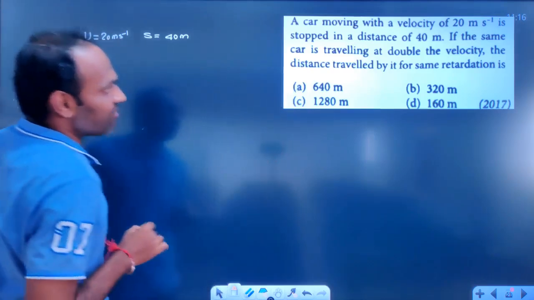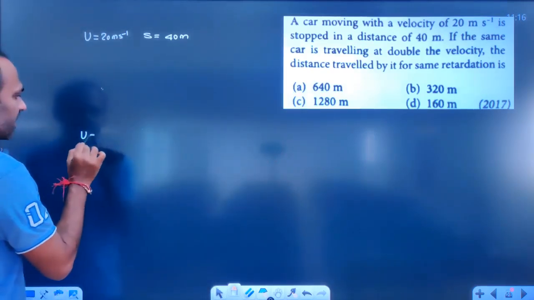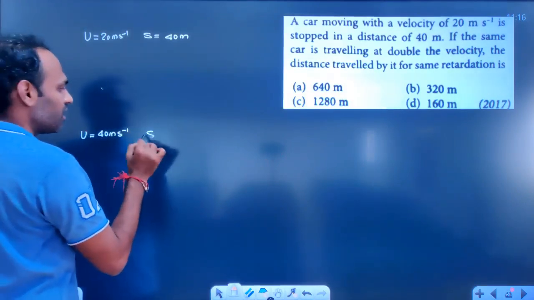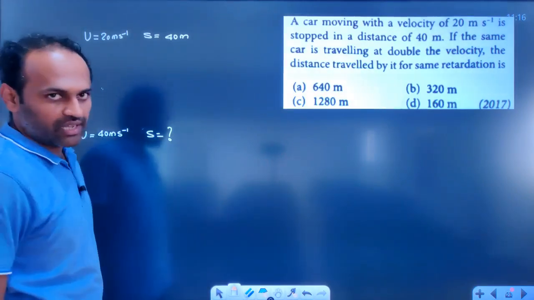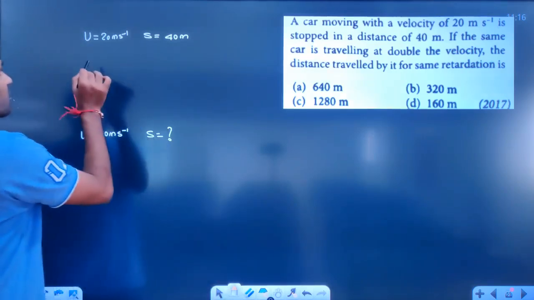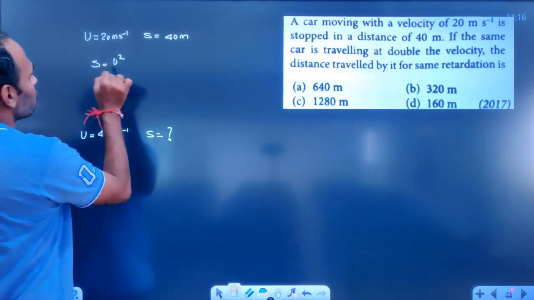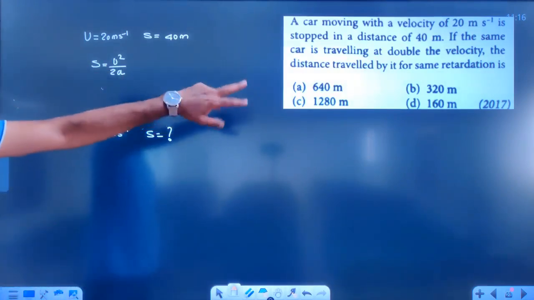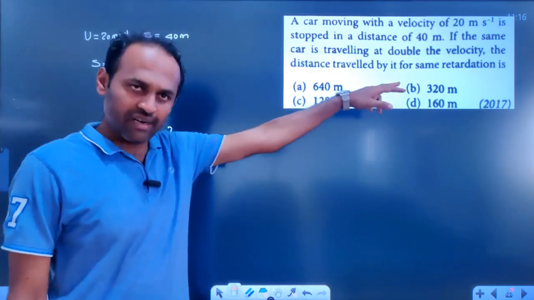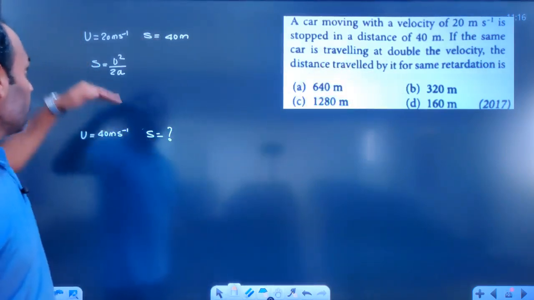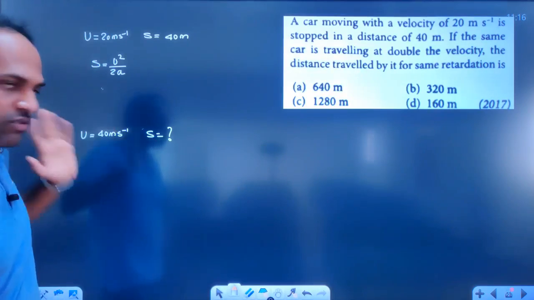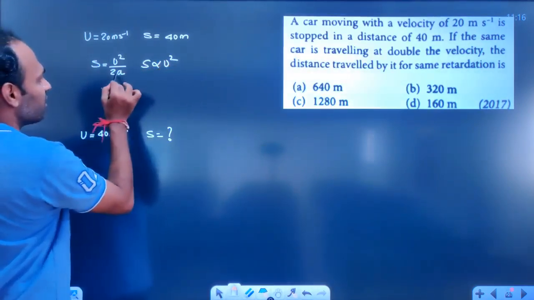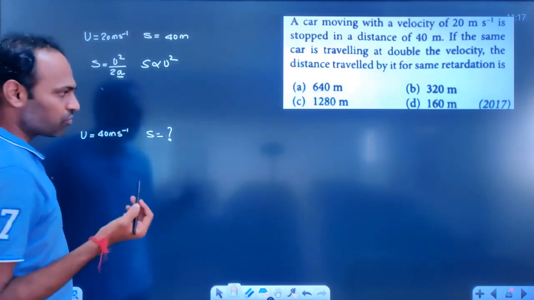If the same car is traveling at double the velocity, that is, second time 40 meter per second instead of 20, how much will be the stopping distance? That is what they are asking. Correct? So the stopping distance formula is S is equal to u square by 2a. This is the stopping distance formula. Acceleration means retardation, and the retardation is the same in both cases. For this speed also retardation is same. So S depends only on u square.